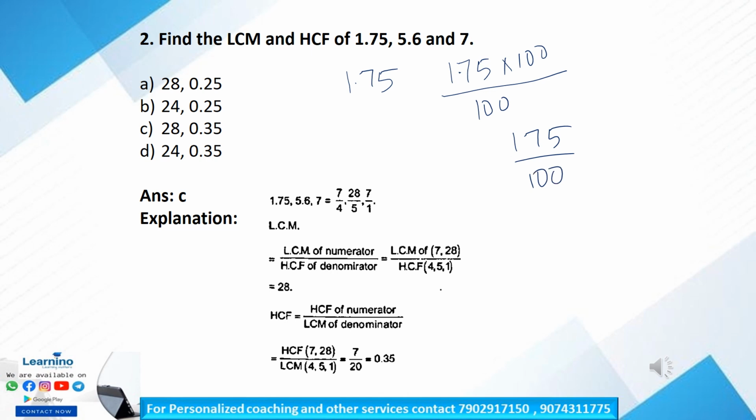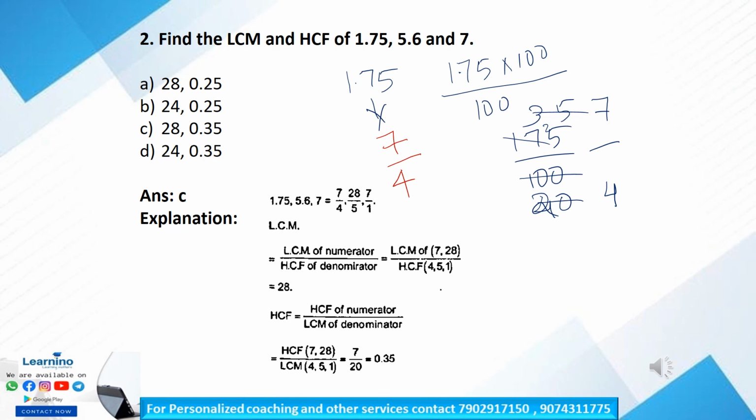Cancelling in the table of 5, we get 3 into 5 is 15, balance 2, 5 into 5 is 25, 2 into 5 is 10, then 0, and 20 into 5 is 100. So this is 7 by 4. So the first number 1.75 we can write as the fraction 7 by 4.